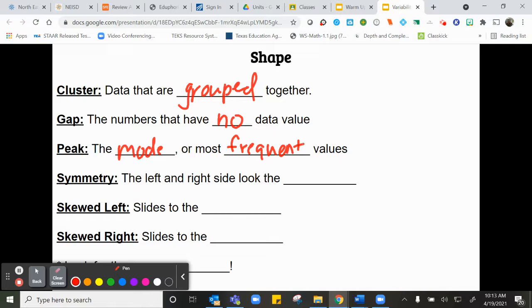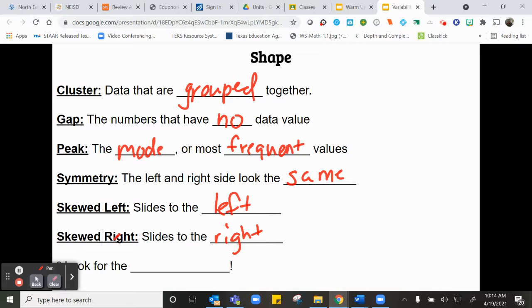Symmetry, the left and the right side look the same, meaning if I took the graph, drew a line straight down the middle, then they look the same on both sides. Skewed left slides to the left, and skewed right slides to the right. And we're going to help determine which way is skewed by looking for the tail. So all those vocabulary words are going to help us determine the shape of the graph. So if you need to pause the video, go ahead and do so.